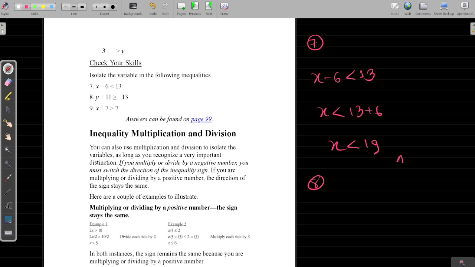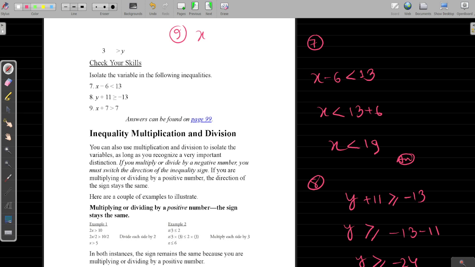Then number 8: y plus 11 less than or equal to minus 3. Similarly, you need to isolate the variable. So this plus 11 transferring to this side will be minus 11. So y less than or equal to minus 14. Similarly, if I solve number 9, x plus 7 greater than 7. Now this plus 7 will be shifted to the right side, then 7 minus 7. So x greater than 0. The solution will be this one. So thank you.